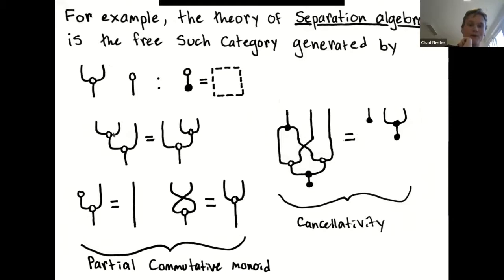The partial binary operation must, of course, be associative and commutative. And here we've asked for it to be left unital. So that's all very straightforward. That's a partial monoid. And here we can express cancellativity using the sameness operator.